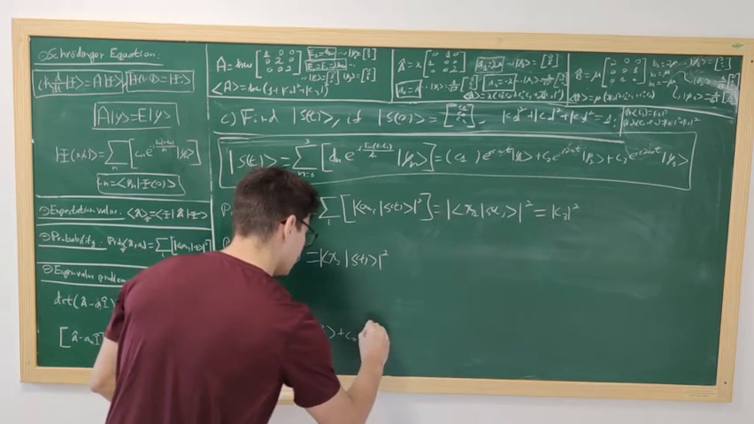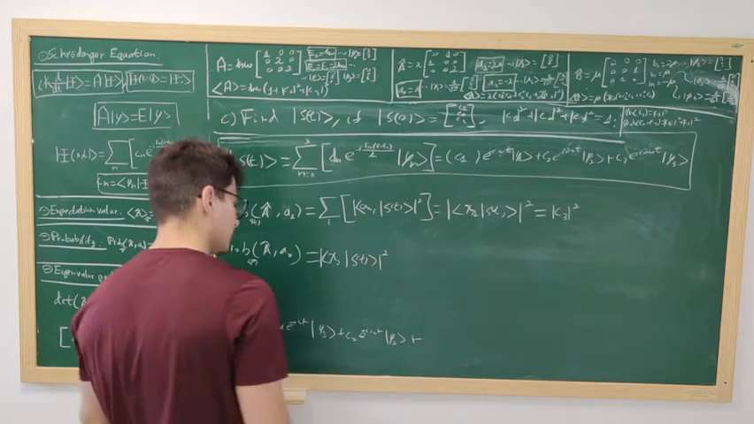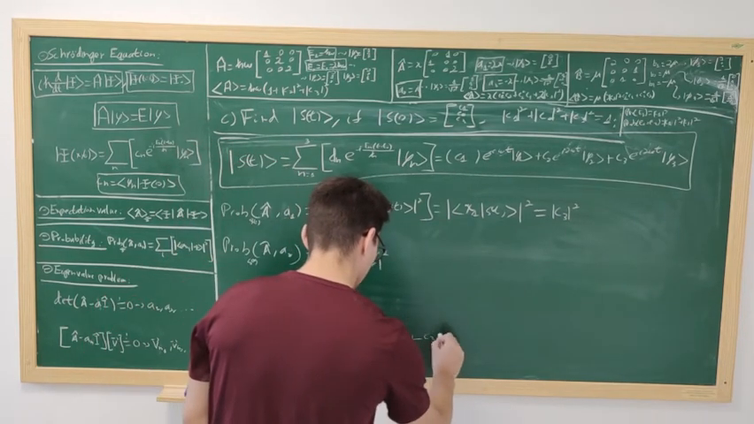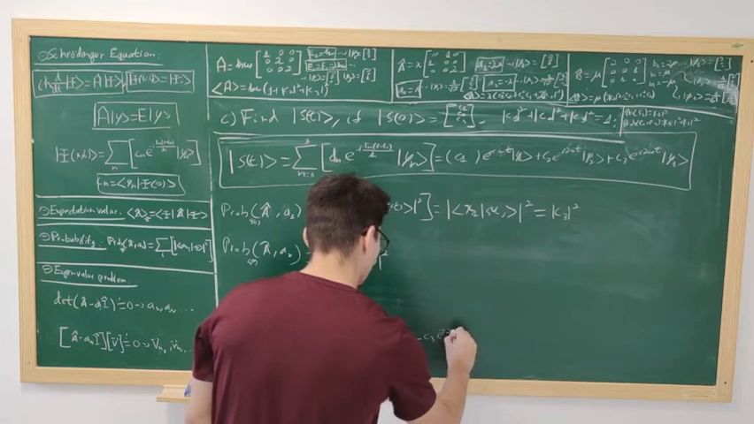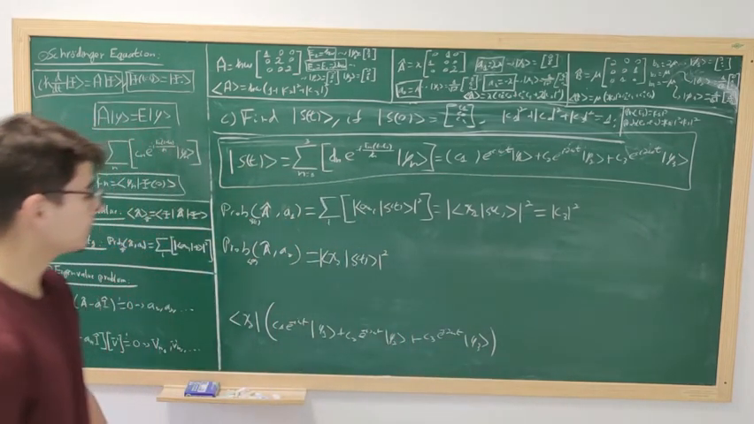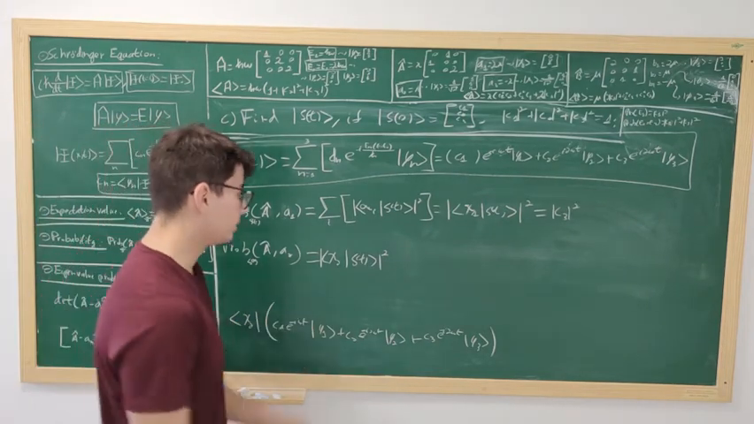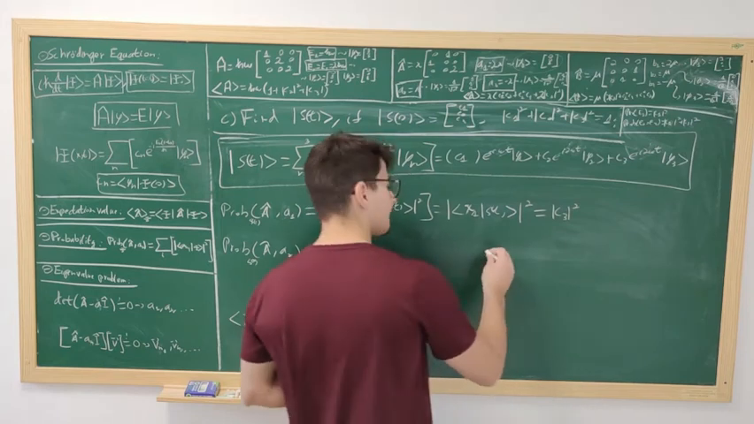Plus c2 e to the minus I2 omega t phi 2 plus c3 e to the minus 2 omega t phi 3. So what we have to do is to multiply this one by each of them. So let's just do it here.